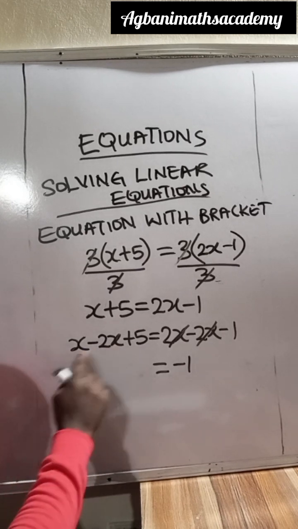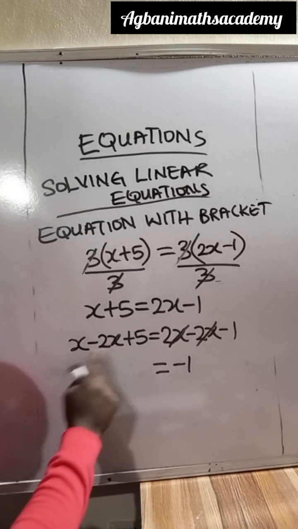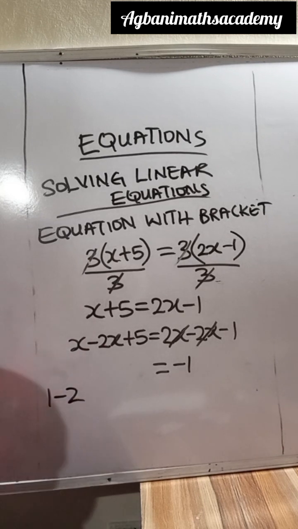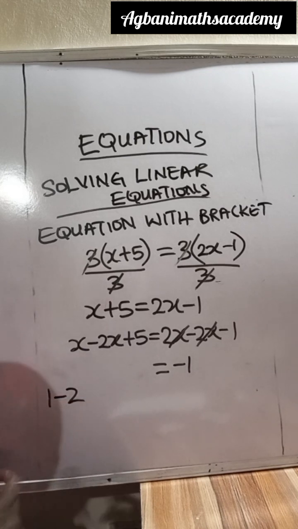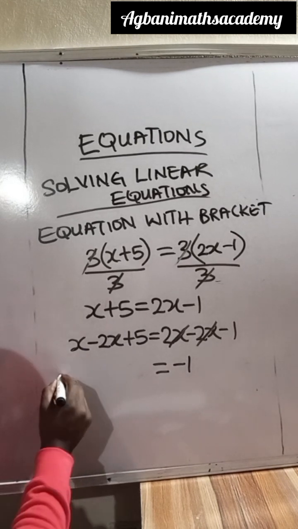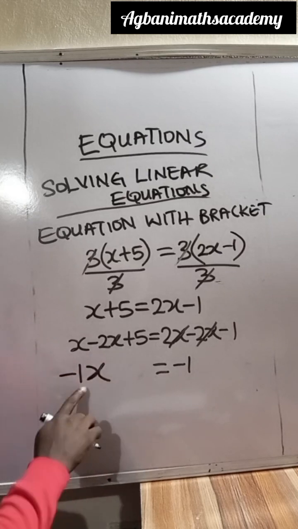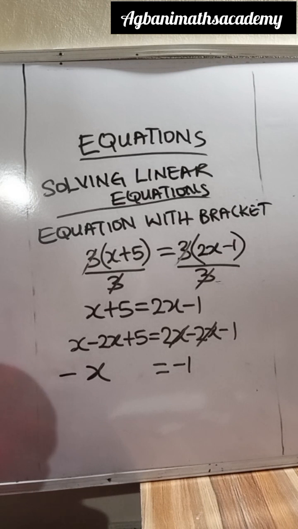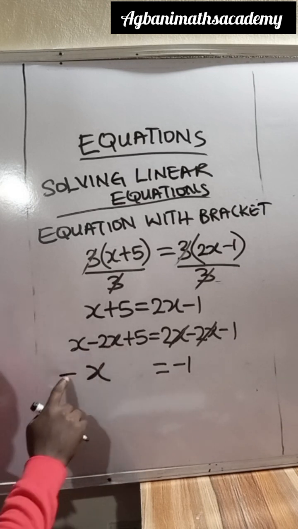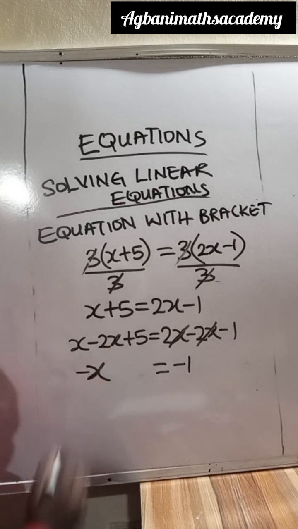Okay, let's forget about the signs. Let's forget about the x. Let's write it as 1 minus 2. What is 1 minus 2 going to give us? Minus 1. 1 minus 2 is going to give us minus 1. So we can simply write it as minus 1x. But since it's 1, we can simply write it as minus x. So x minus 2x is the same thing as minus x.